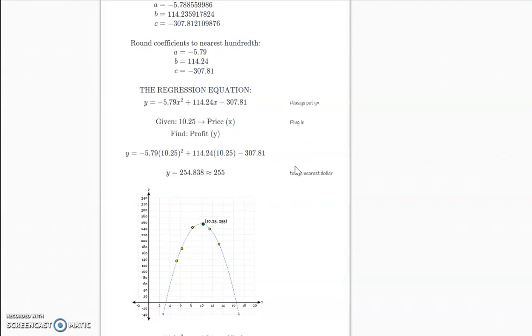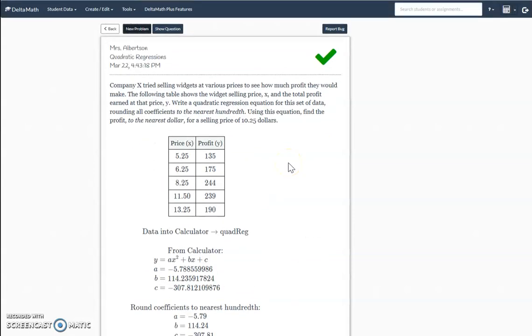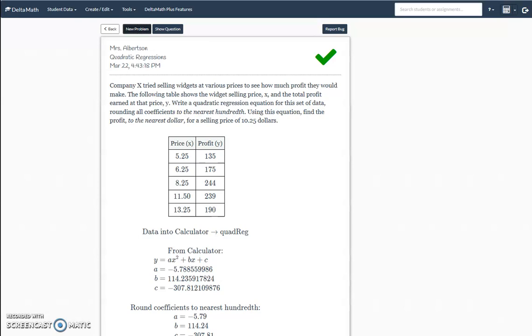They don't have that up there for us anymore, but we can see this is the point that we looked for, which was what the profit was if they priced their item at $10.25, which is pretty close to being their maximum profit. All right, so that is a quadratic regression. So I'm going to go over to this one and go ahead and close out that.